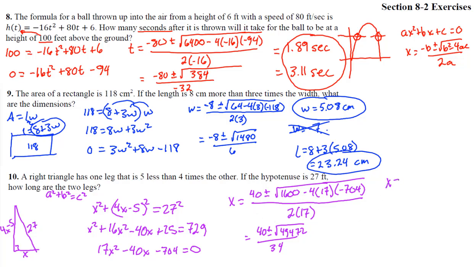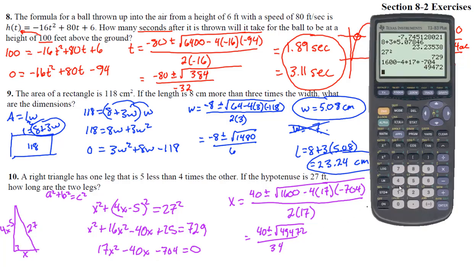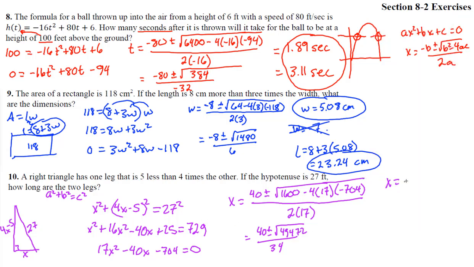So we can have x equals, and let's punch that into the calculator, see what it is. Let's do the minus one first. 40 minus square root of 49,472. Enter. Divided by 34. Enter. Negative 5.36. So x could be a negative 5.36. That doesn't make any sense. Again, in this real world application, you can't have a negative distance. So we're going to toss that one out from the get-go.